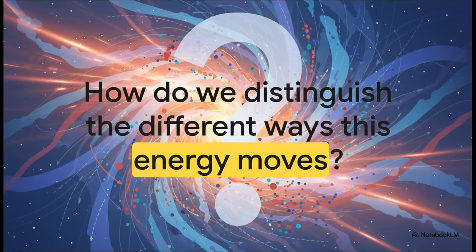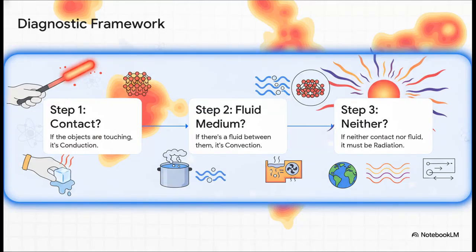So that brings us to the big analytical challenge, right? When you look at any real-world situation, you've got energy moving all over the place. How do we scientifically untangle all that and figure out what's actually happening? Well, we can use this simple 3-step diagnostic. It's actually a really powerful way to deconstruct any thermal system.